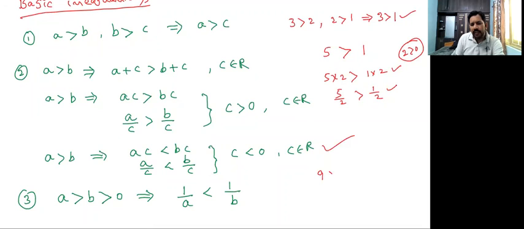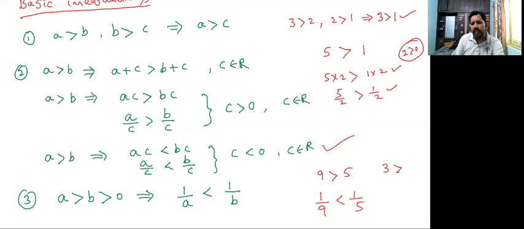9 is greater than 5. Then what about 1 by 9 and 1 by 5? So 1 by 9 is small compared to 1 by 5.